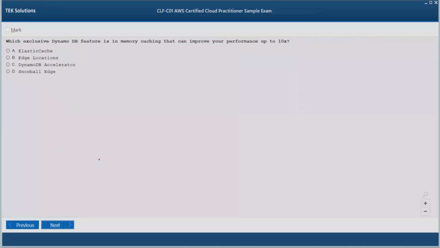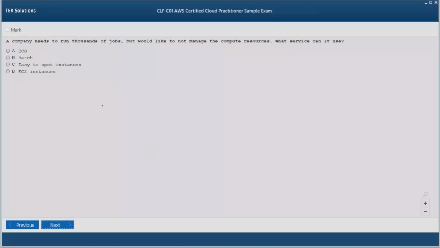Which exclusive DynamoDB feature is in-memory caching that can improve your performance up to 10x? Option A, ElastiCache. Option B, Edge Locations. C, DynamoDB Accelerator, and D, Snowball Edge. And the answer here is the DynamoDB feature in-memory caching that improves our performance by 10x, option C, DynamoDB Accelerator. Remember, with DynamoDB you can use DynamoDB Accelerator, which is in-memory caching, and this will help us to improve our performance by 10x. So DynamoDB and DynamoDB Accelerator. That's why the answer is DynamoDB Accelerator here.